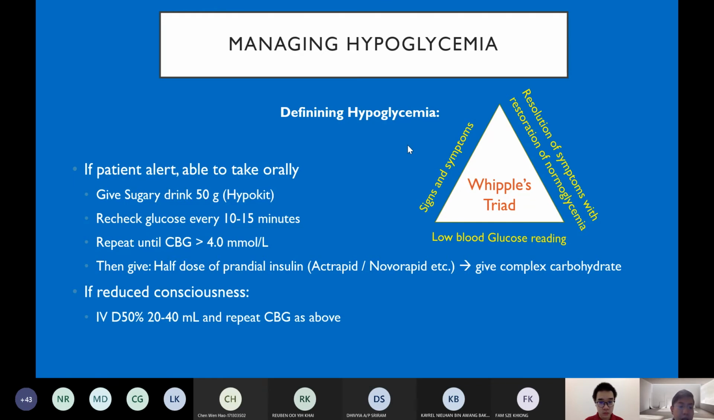If a patient has a reduced level of consciousness, like you correctly mentioned just now, you need to give them IV glucose via dextrose 50%, 20 to 40 mils, and then repeat your capillary blood glucose, and then manage accordingly as above.